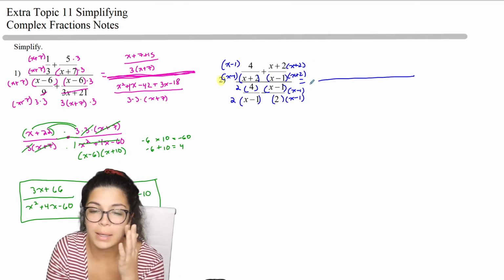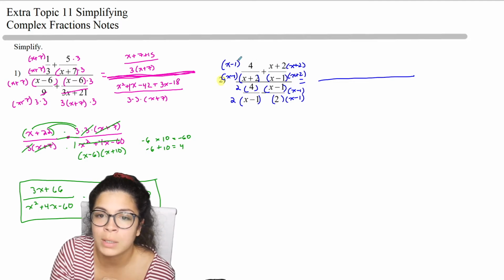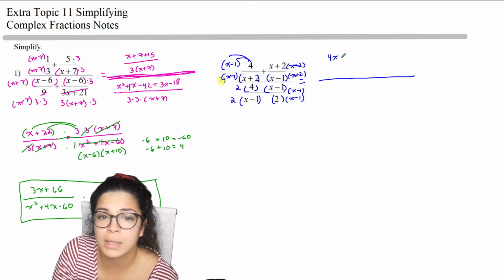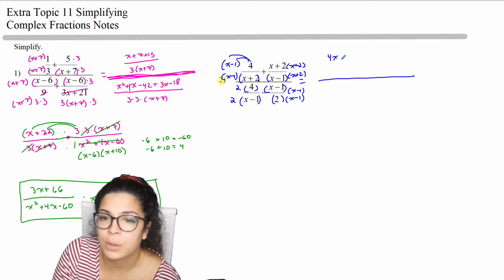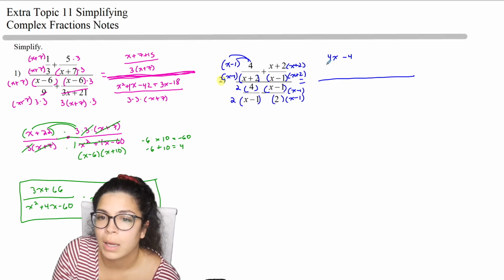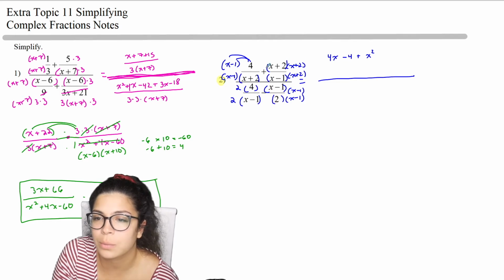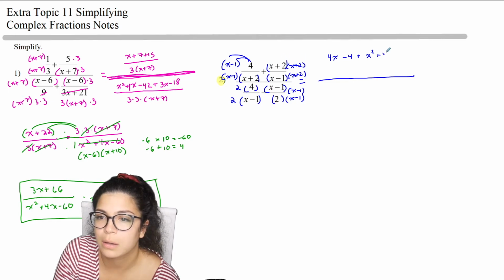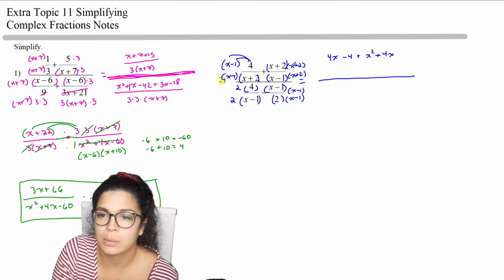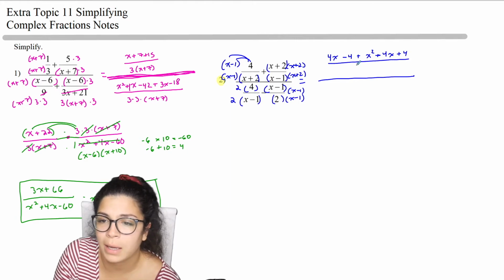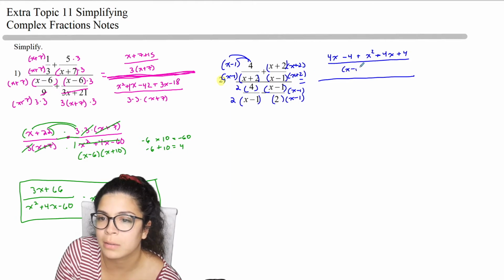All right, so let's go ahead and simplify the top. 4 times x will be 4x. And 4 times negative 1 would be negative 4. And then we're adding to that x plus 2 times x plus 2. So x times x would be x squared. 2x plus 2x would be 4x. And 2 times 2 is 4. The denominator would be the x minus 1 times x plus 2.